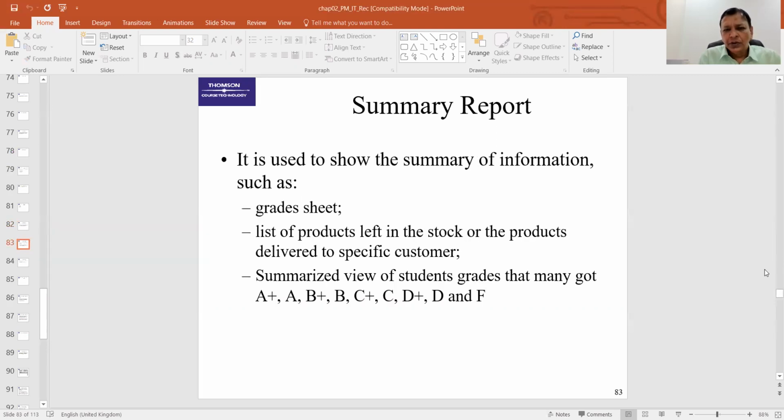Whereas summary report is a summarized view of information, like the grade sheet of a student shows how many grades he obtained in any course, or list of products left in the stock or delivered to a specific customer, or summarized view of students' grades, that is how many students in a course got A plus, A, B plus, B, C plus, C, D plus, D, and F. The 3 got A plus, 5 got A, 6 got B plus. So that's summarized view.